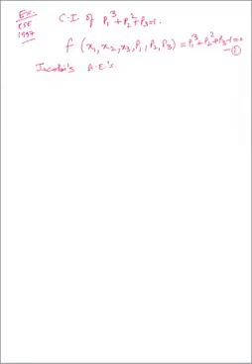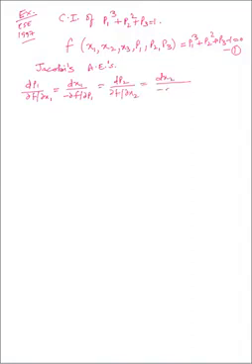Now we write Jacobi's auxiliary equations. So this is dp1 upon del f upon del x1 is equal to dx1 upon minus del f upon del p1 is equal to dp2 upon del f upon del x2 is equal to dx2 upon minus del f upon del p2 is equal to dp3 upon del f upon del x3 is equal to dx3 upon minus del f upon del p3.